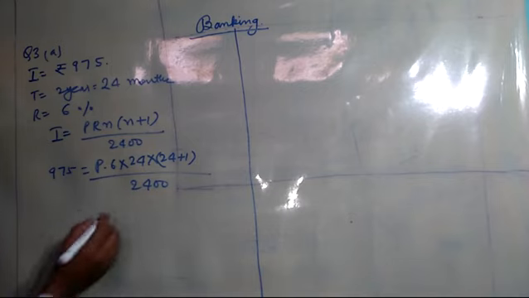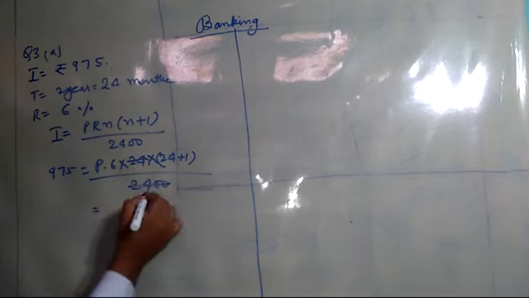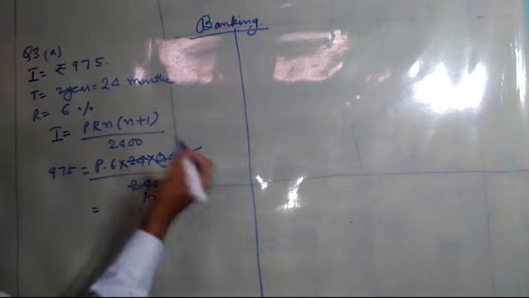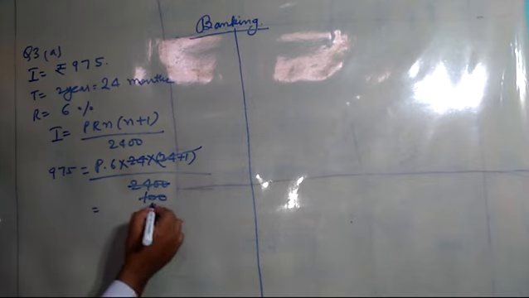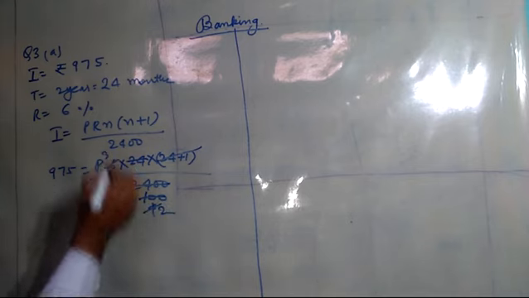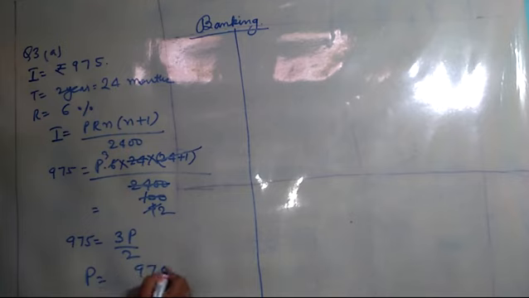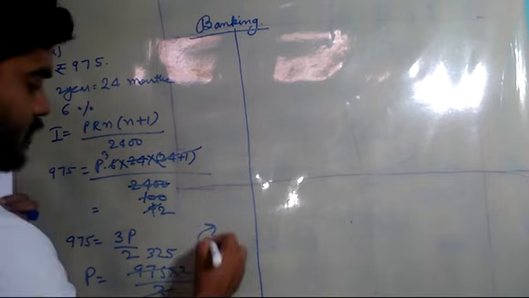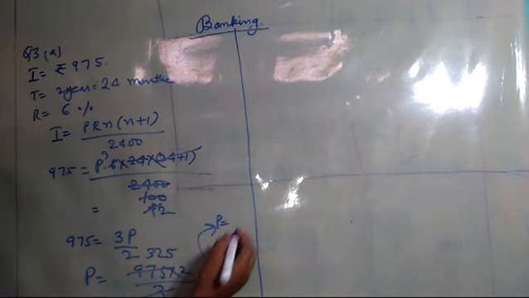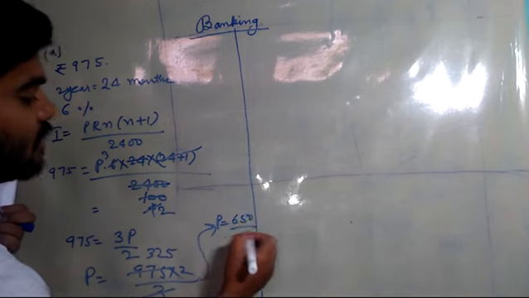Now if you simplify, you will get 2400 and this will be equal to 25 4s. So 2 2s are 4, 2 3s are 6. So here 975 is equal to 3P upon 2. So principal will be equal to 975 into 2 by 3. That means 3 3s are 9, 3 2s are 6, and then 3 5s are 15. Rupees 650. So here you will get principal is equal to, after calculating the principal, you will get 650 rupees.